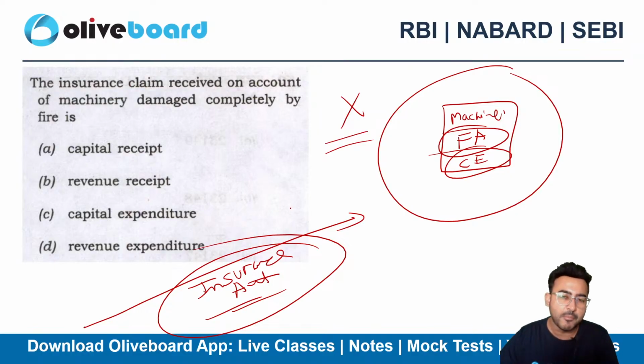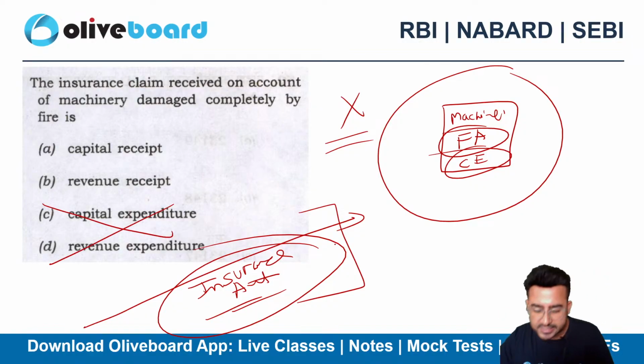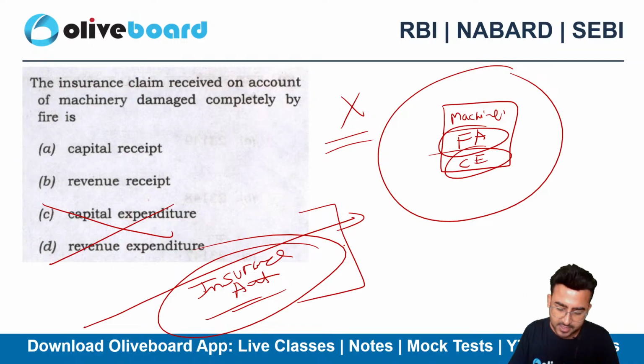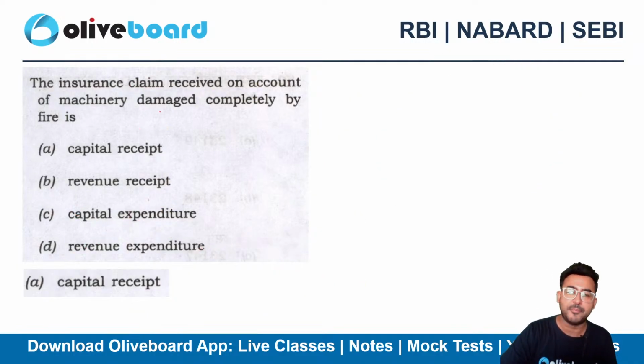What kind of amount this insurance claim is all about? Is it a capital receipt? Is it a revenue receipt? Capital expenditure, revenue expenditure, it can never be an expenditure. This is a receipt. The first thing is it is a receipt. What kind of receipt it is? Capital or revenue? Obviously it is against capital asset. It is against fixed asset, so it will be a capital receipt. Option A here is the correct choice.